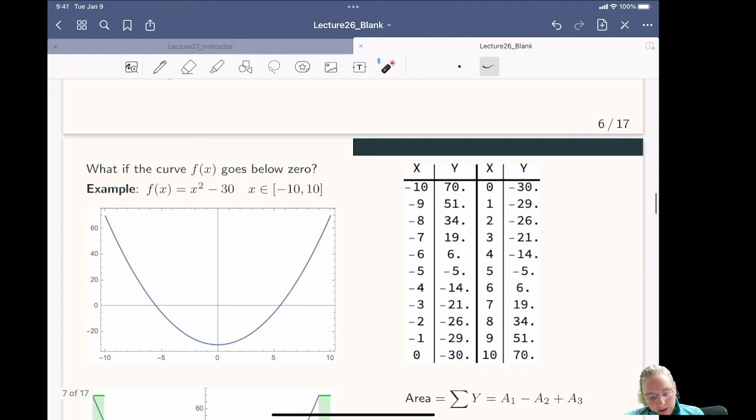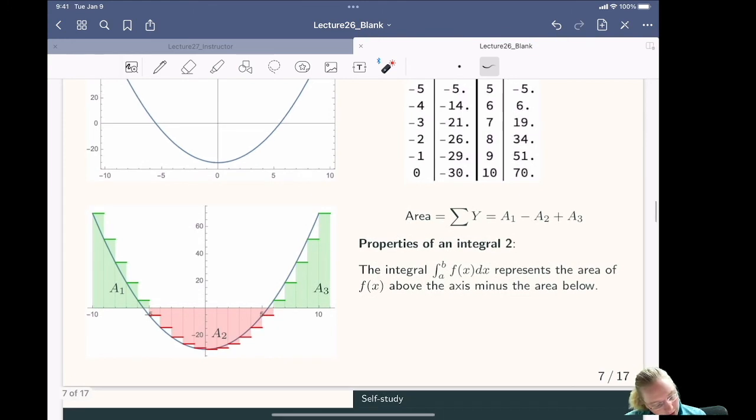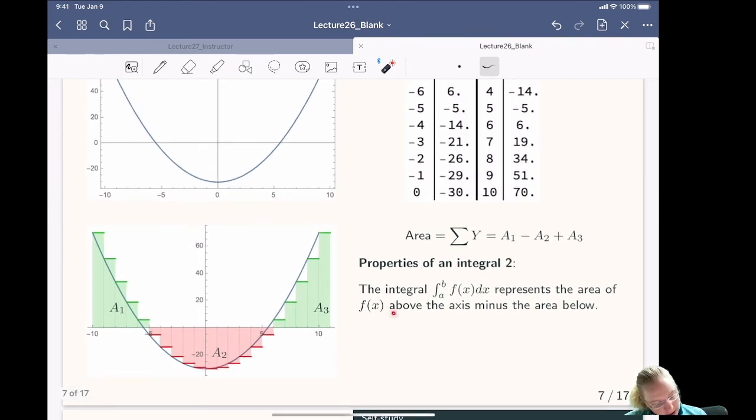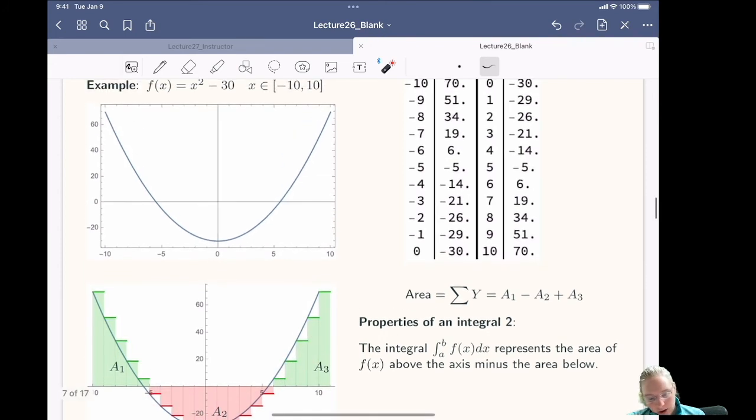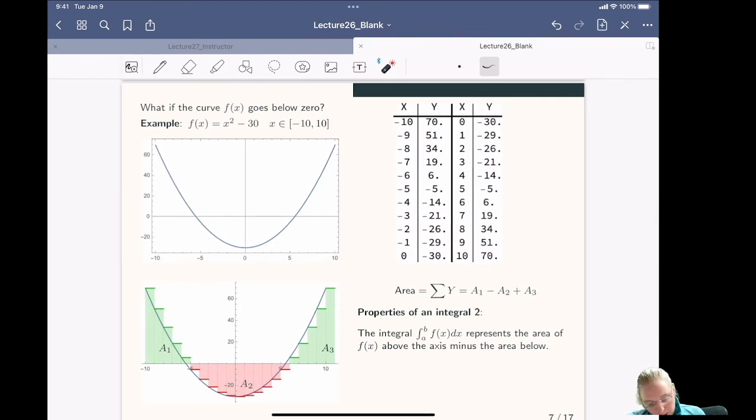Second of all, if this curve f of x goes below 0, what does that mean? So if we have some area here, what do we do about this area here? Are we counting this area under the curve, or are we counting this area above the curve? Specifically, the integral represents the area above the x-axis minus the area below. So what we're saying is we have this area above minus this red area plus this green area. And once again, this also comes from the Riemann sum: if we draw a whole bunch of rectangles, we'll have some positive area rectangles here and some negative area rectangles down here.